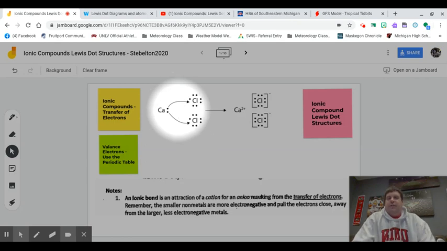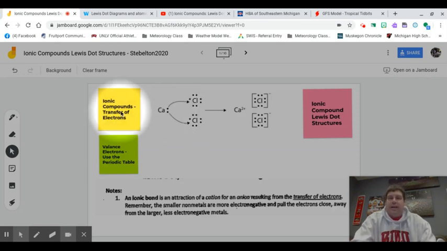There's 3 types of compounds that we'll be covering, or 3 types of bonds we'll be covering: ionic, covalent, and metallic. And each of those deals with the electrons and how the electrons are transferred or shared between different atoms. So again, today is the ionic compound lesson. By the time we're done with this, you'll be able to show the Lewis dot structures and how those dots show the transfer of electrons from one atom to another.